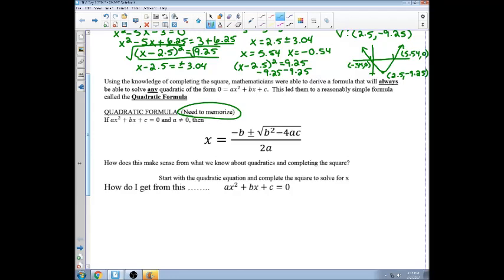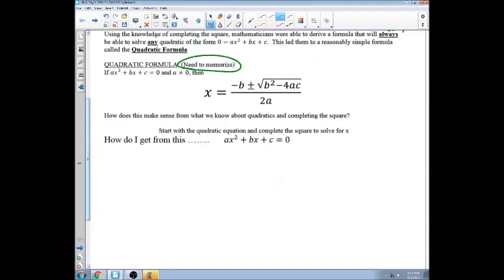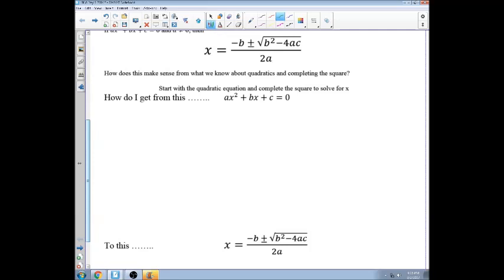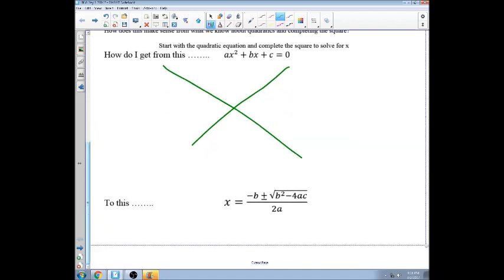It's going to be really simple once you start seeing this, but to start with, I understand this looks a little scary. Okay? How does this make sense for what we know about quadratics and completing the square? We can start with the quadratic equation and complete the square to solve for x. How do I get from that to our quadratic formula? Well, I'm going to tell you right now, we're not going to do that right now. I may show you guys in class, but I'm not going to worry about that right this second in this video. Okay? What you need to know is this equation right here.